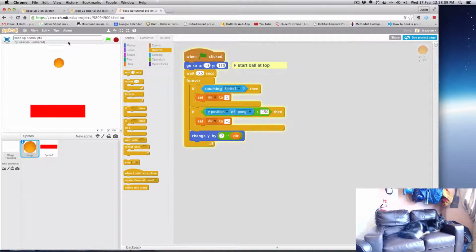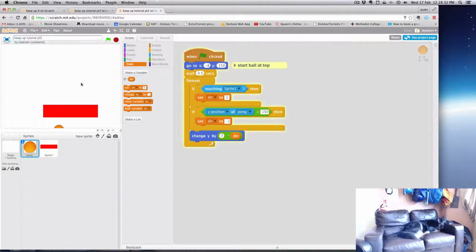In the second part, we showed you how to animate the ball. And in the first part we got the paddle moving so it follows your mouse. And the bouncing too, right? You got the direction, and using this variable here called direction.